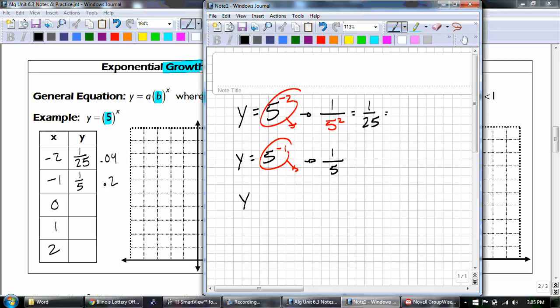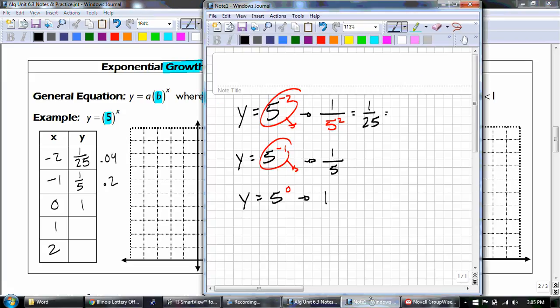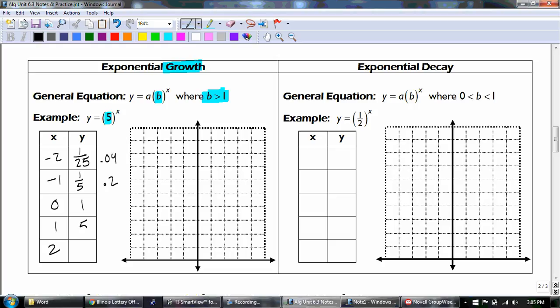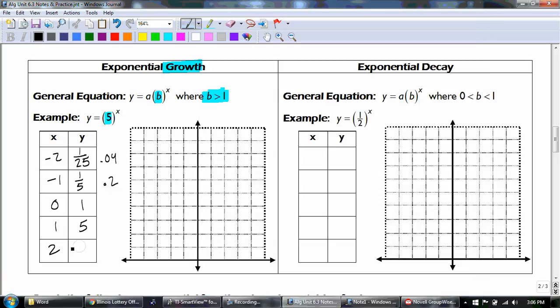All right, our next one, y equals 5 to the 0. Exponent 0, base turns into 1. Okay, 5 to the first, that's just 5. And then our last one, y equals 5 squared. 5 times 5 is 25. Okay, so it is possible to do this by hand.